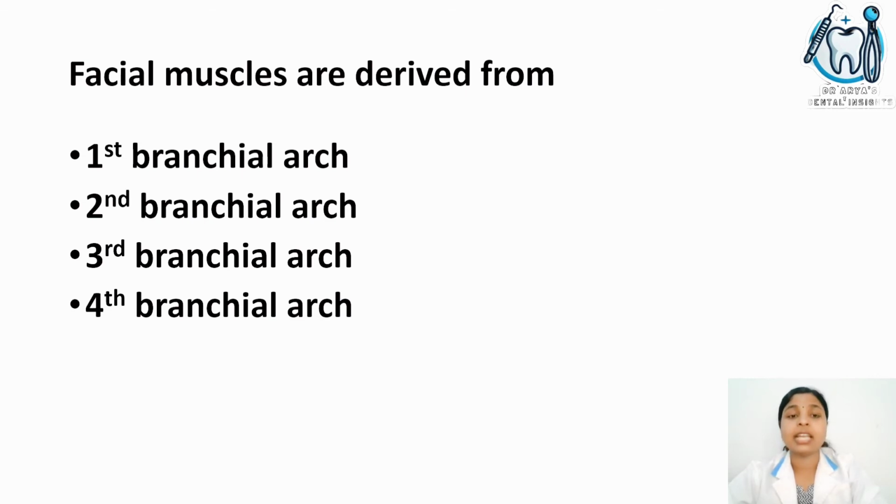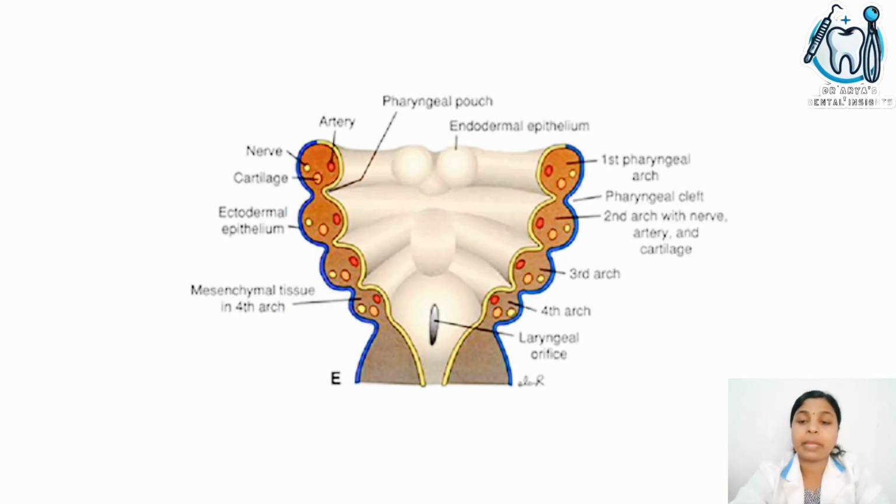First one is first branchial arch, second branchial arch, third and fourth. Which one is correct? So coming to some embryology, this is the pharyngeal arch. Here this is the first arch, second arch, third arch, fourth arch, fifth one disappears and sixth one is there. So this is the pharyngeal cleft, and these are the pharyngeal pouches.